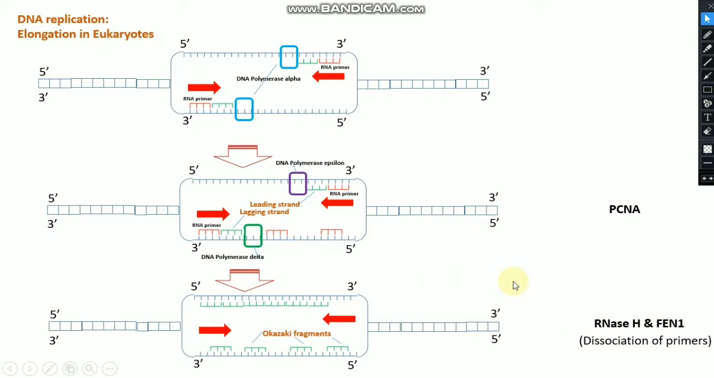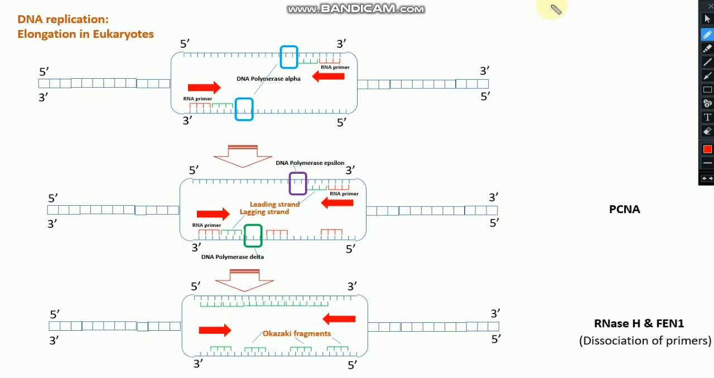Alright, and then as you see in this figure, there are some gaps formed, and also some short segments formed on the lagging strand, not on the leading strand. These short segments are known as Okazaki fragments. Alright, so let's have a look. Here I would like to mention how it forms.